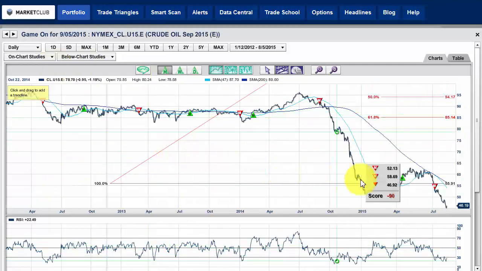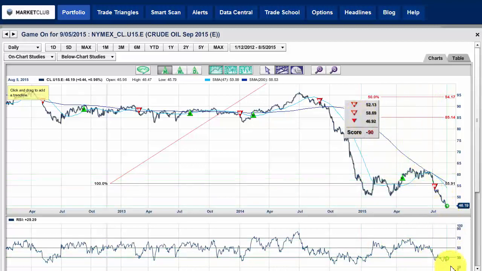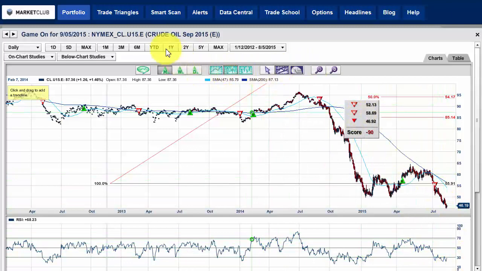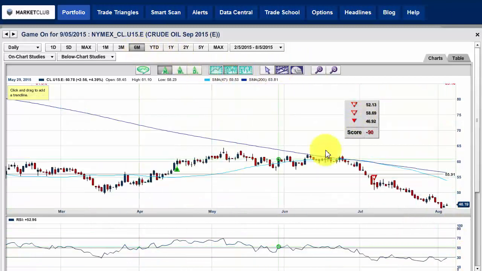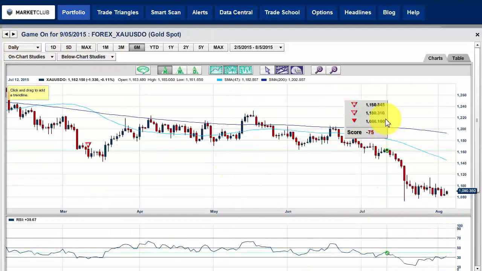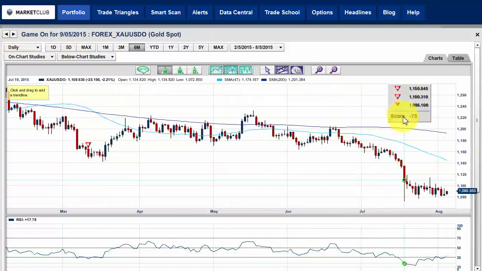Crude, on the other hand, continues to sort of evaporate here. It's gone down. It's very oversold. We may see a technical bounce in that market, but I don't think we'll see much more than that. Just best be out of it. All of our trade triangles are negative. Pretty much the same pattern on the gold. All of our trade triangles are negative.